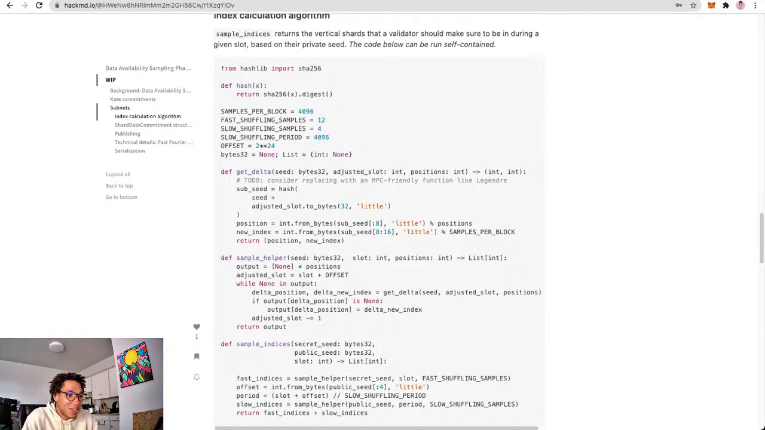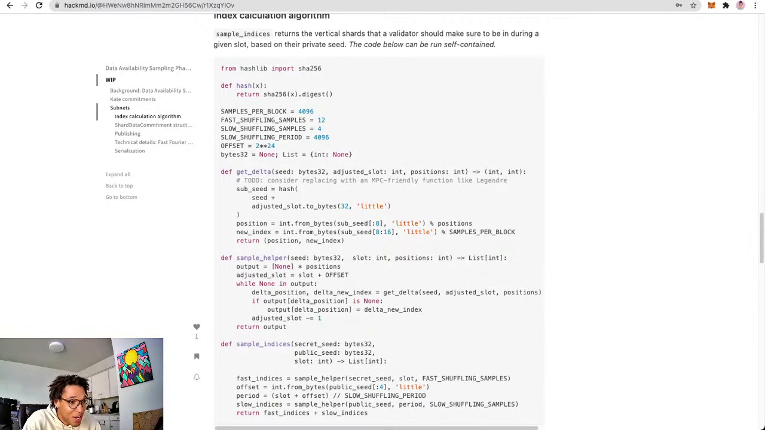Anyways, you call the function get delta, and you're going to put in those parameters, and it's going to return to you your position and a new index.